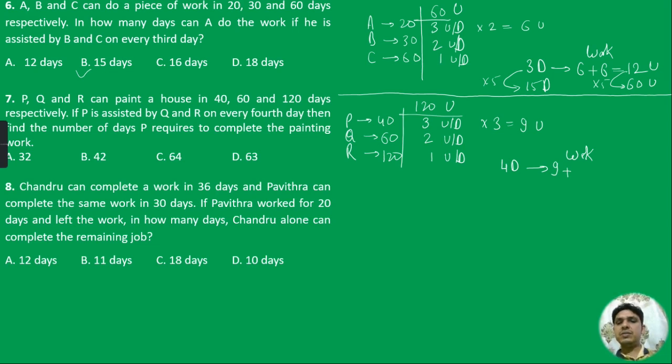That means how much? 6. That means what is the complete work? The complete work is 15 unit. Now what is the complete work that we have assumed? We have assumed the complete work as 120.